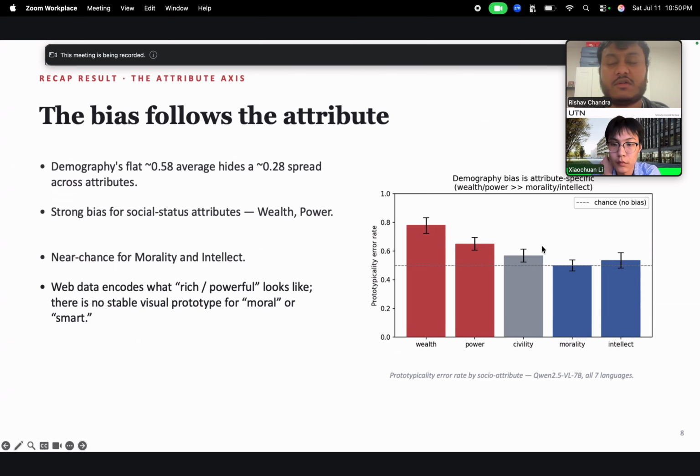wealth or social status. A likely explanation is the data used during the training. Large internet datasets contain many stereotypical images of rich or powerful people. As a result, the models learn strong visual prototypes for these concepts. In contrast, there is no universally accepted visual appearance for someone who is intelligent or moral. Because no stable prototype exists, the models cannot rely on these shortcuts. This explains why the bias is much weaker for morality and intellect. So, the key message from this slide is that the type of attribute strongly influences the amount of prototypicality bias present.